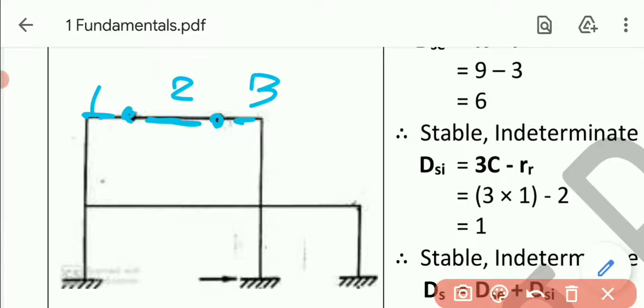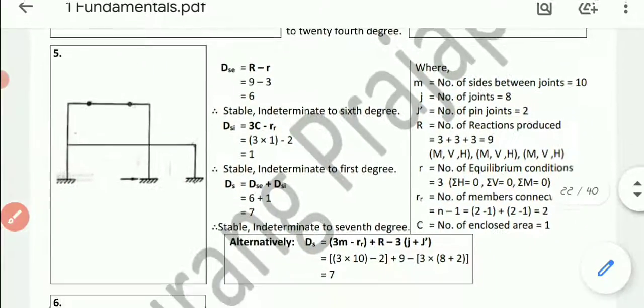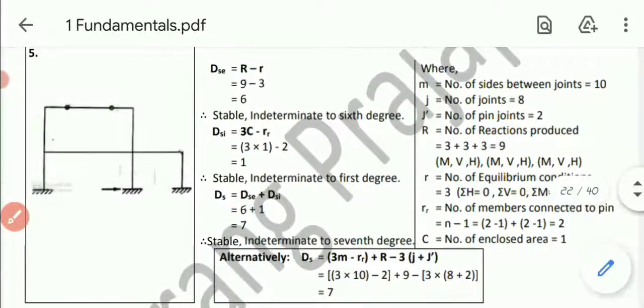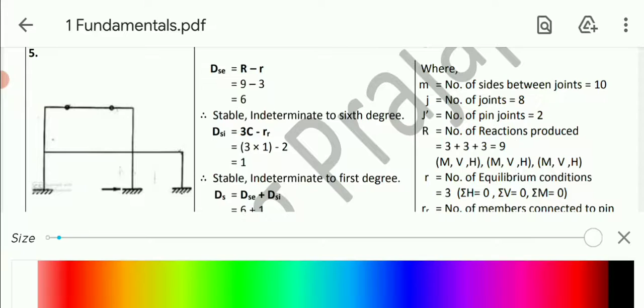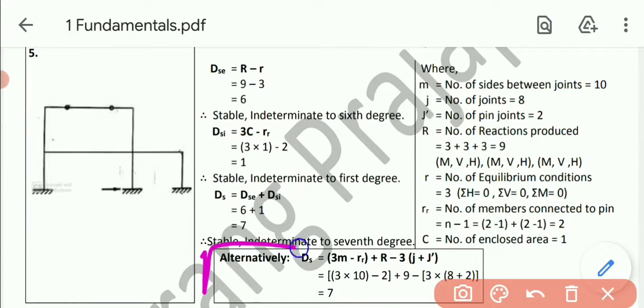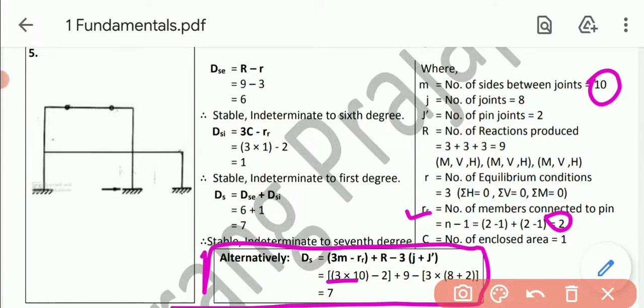Okay, so now as we have got the unknown parameters, the alternate formula stands for: DS equals 3m minus RR plus capital R minus 3 times j plus j dash. Now m is 10, so 3 times 10, minus RR is 2, so minus 2, plus capital R, that is 9, so plus 9, minus 3 times j and j dash, so 3 times j, that is 8, and j dash is 2.